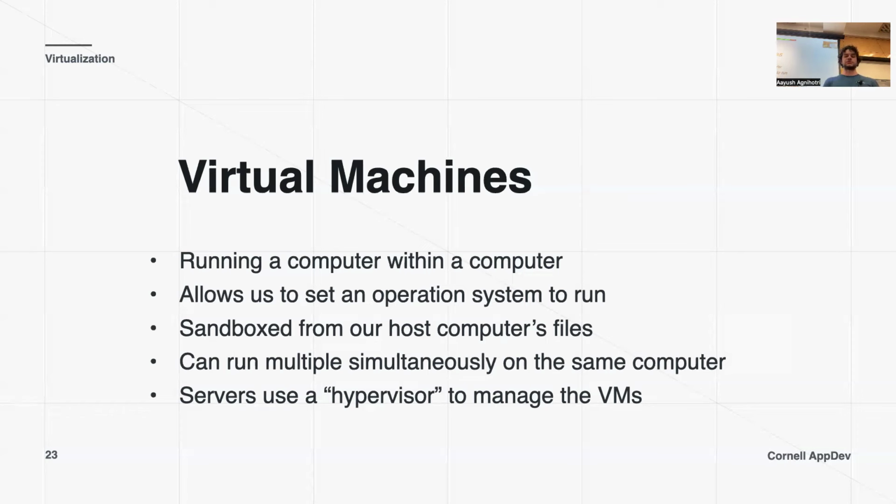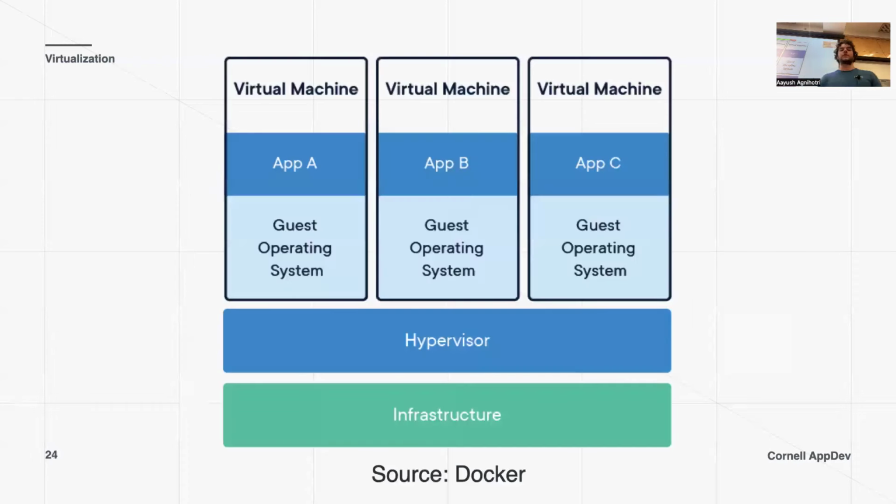And then servers use some sort of hypervisor to manage the VMs. This is an example of how VMs can run on a machine. As you can see up here, you've got 3 different VMs running. But the problem with that is you've got 3 separate computers running on your computer, so it's very resource intensive. And so we need a better way to run our apps.